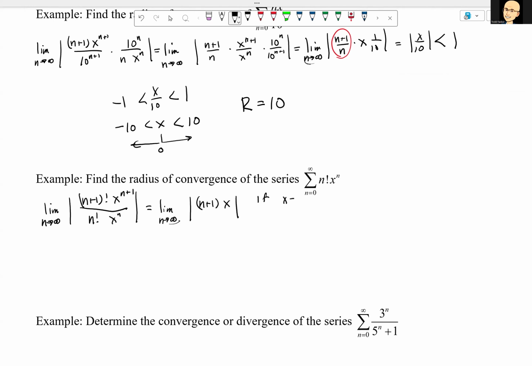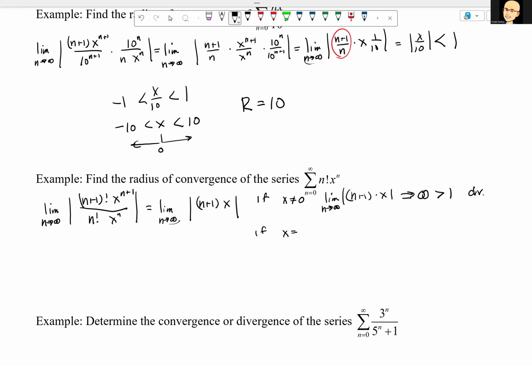If x does not equal 0, then the limit as n goes to infinity of (n plus 1) times x is equal to infinity. And by the way, infinity is greater than 1, which means it diverges.